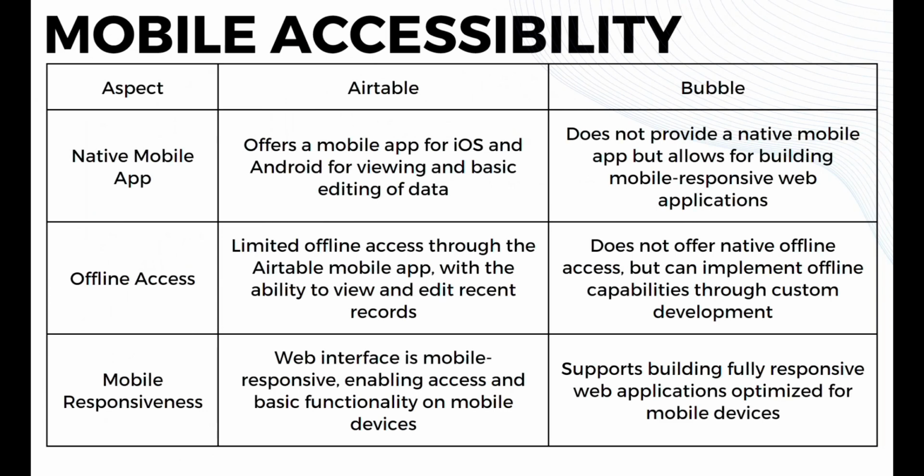Now moving on in terms of mobile accessibility, as you can see in here, in terms of native mobile app, Airtable offers a mobile app for iOS and Android for viewing and basic editing of data, while Bubble does not provide a native mobile app but allows for building mobile responsive web applications.